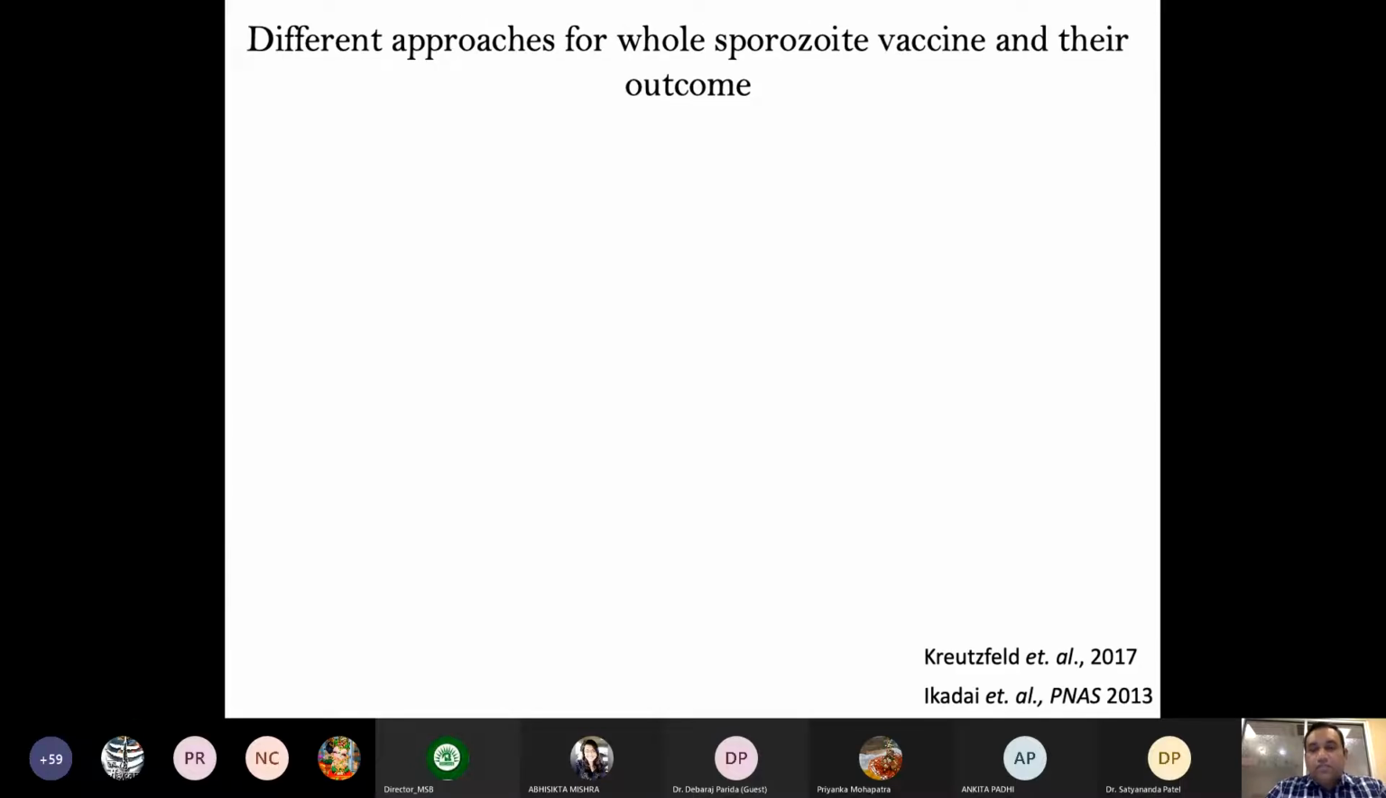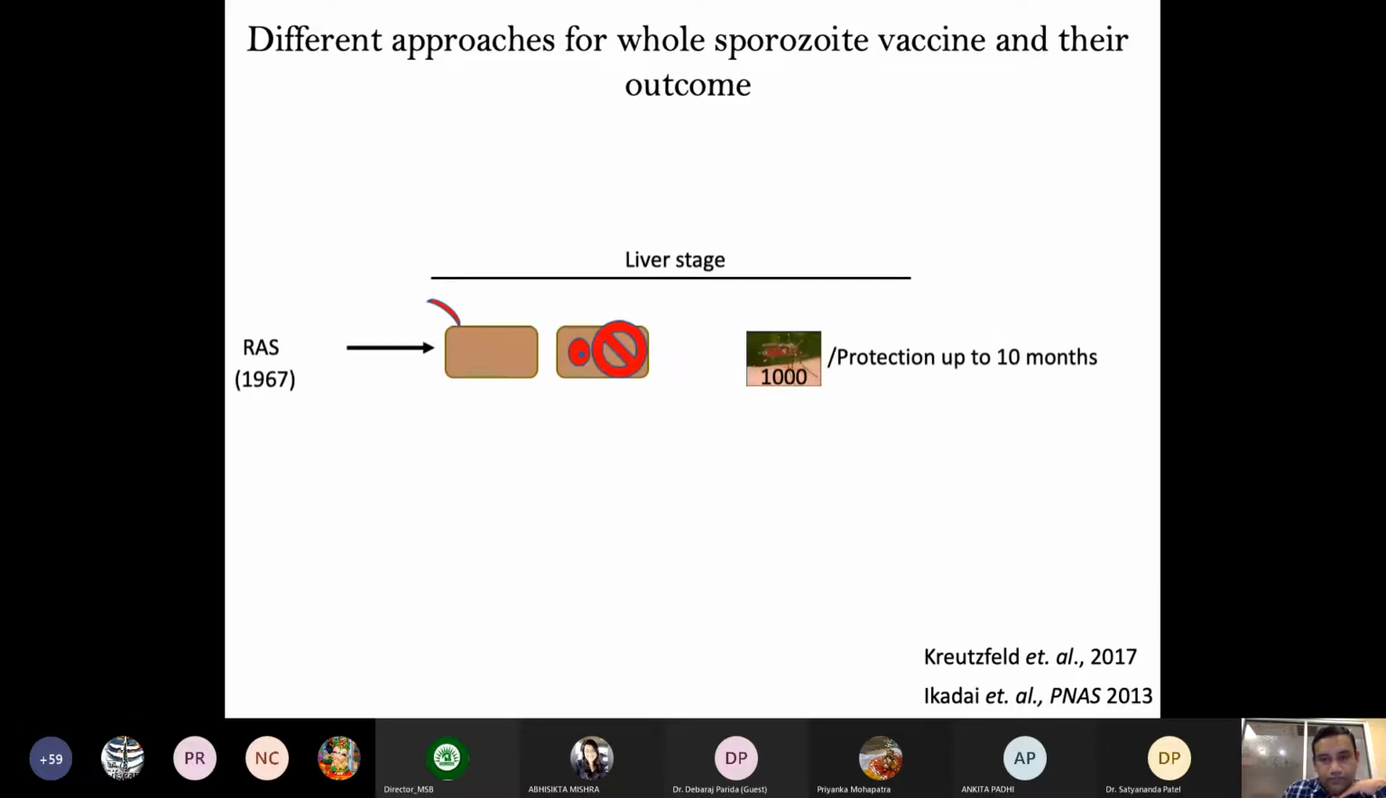So I will just focus from here onward. I will focus on the different approaches of whole sporozoite vaccine. That's the whole range of vaccines, and what we have learned so far using these approaches.